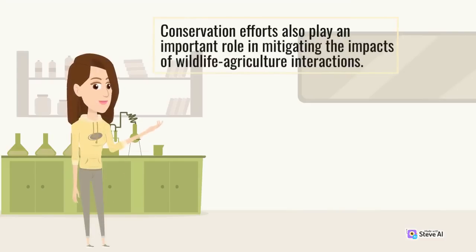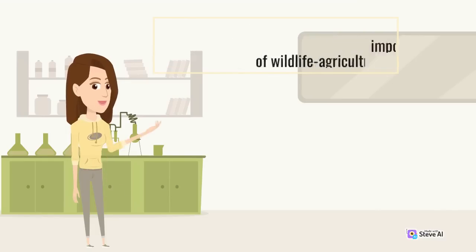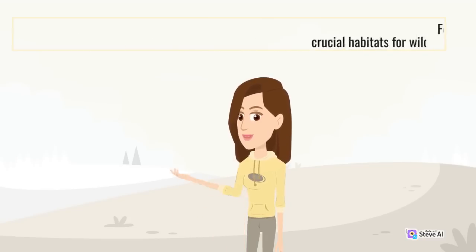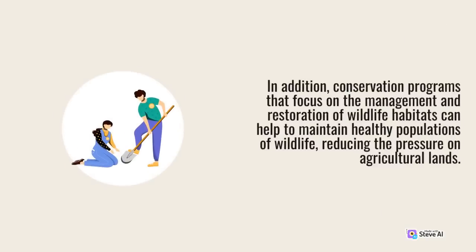Conservation efforts also play an important role in mitigating the impacts of wildlife agriculture interactions. For example, protected areas such as national parks and wildlife reserves can provide crucial habitats for wildlife, helping to reduce their presence in agricultural lands. In addition, conservation programs that focus on the management and restoration of wildlife habitats can help to maintain healthy populations of wildlife, reducing the pressure on agricultural lands.